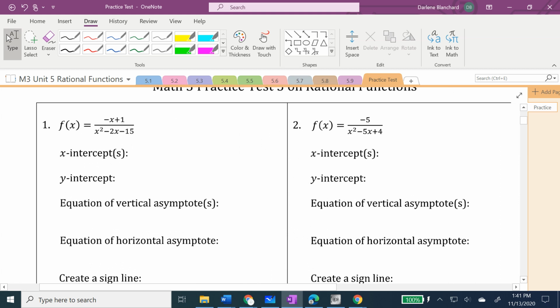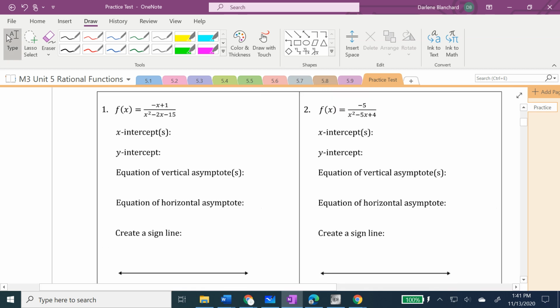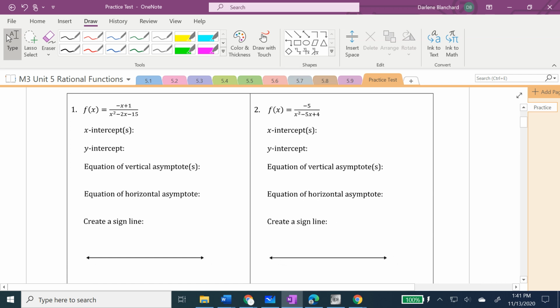Now I'm going to expect you to graph problems like 1 and 2. These are problems where you have a horizontal asymptote of 0. So when you create a sign line, you know whether you're crossing that horizontal asymptote or not.